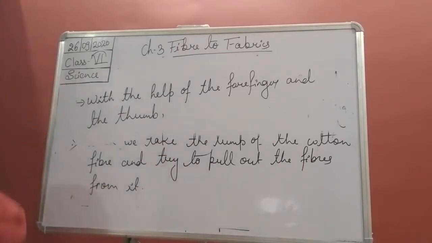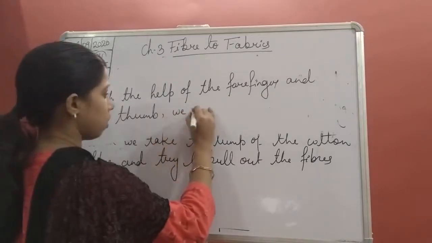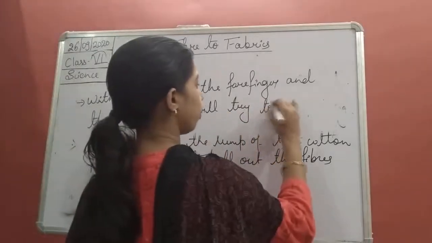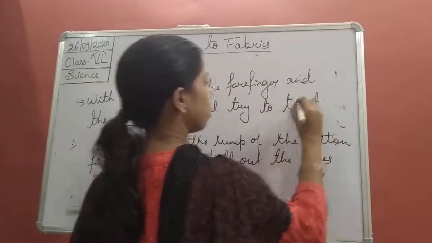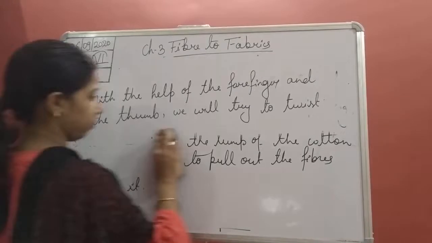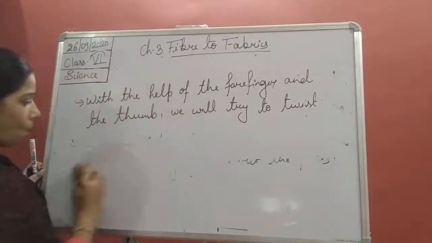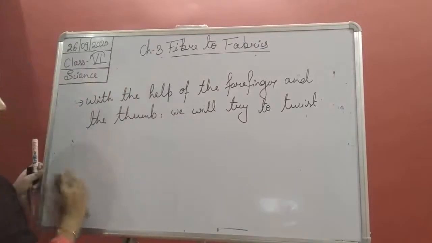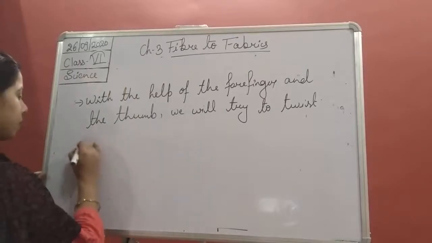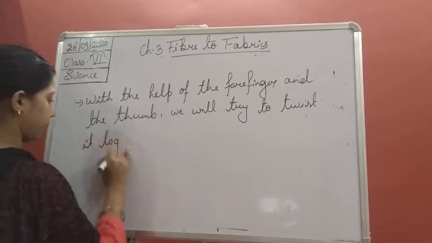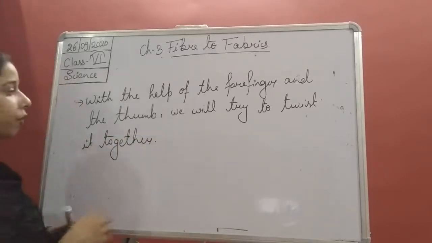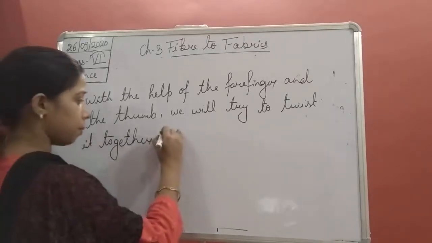With the help of the forefinger and the thumb, we will try to twist it together. This process is spinning.